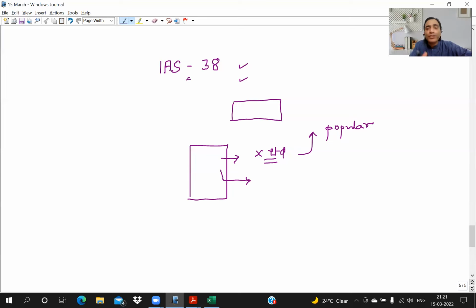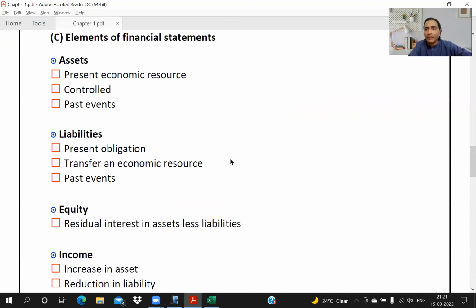Hence, self-generated goodwill is not recognized as an asset. You can check any balance sheet in this world, any company. You can check Microsoft's balance sheet, Amazon's balance sheet, Netflix's balance sheet. In India, you can check Infosys, Tata, Birla, Mahindra, everybody's balance sheet. You will not find self-generated goodwill at all, even though these are highly reputed companies. Why? Because self-generated goodwill does not meet the definition of assets.